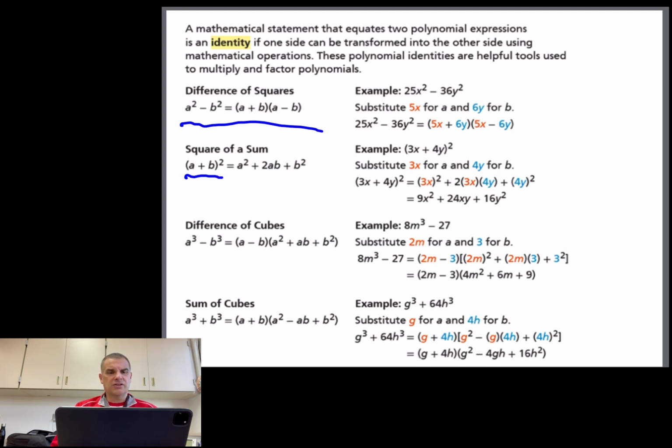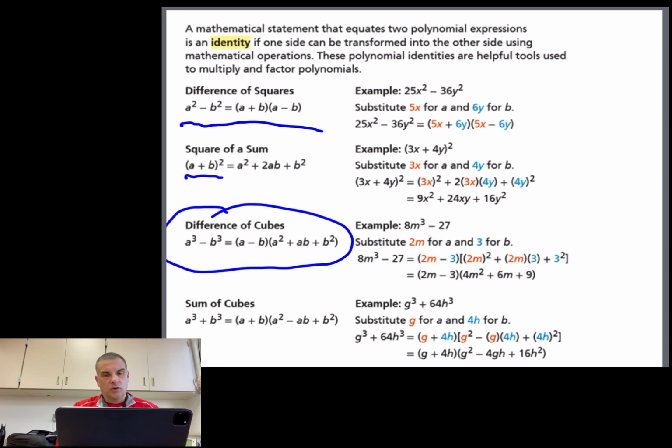Now the next two, difference of cubes and sum of cubes, is where it gets a little bit tricky, but when we're finding zeros and doing these kinds of things, both are very helpful. The difference of cubes says that a cubed minus b cubed, to factor that out, is a minus b times a squared plus ab plus b squared. Your a value is the cube root of the first term. Your b value is the cube root of the second term.